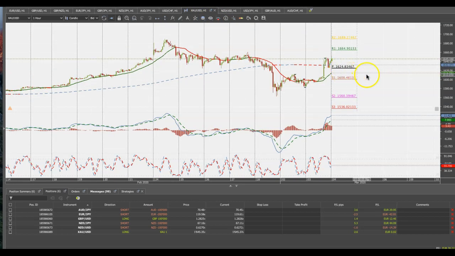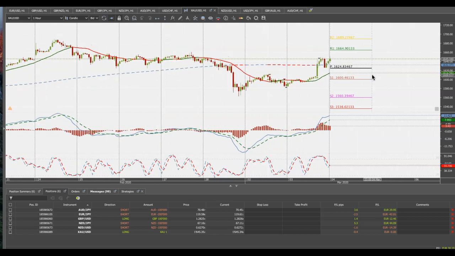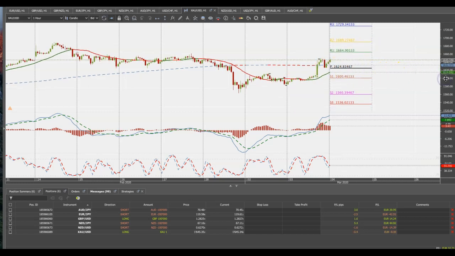Gold took a nice rally. Now it's above the 21 and 200 moving average line and above the central pivot point. So I anticipate this to continue to rally throughout the night.